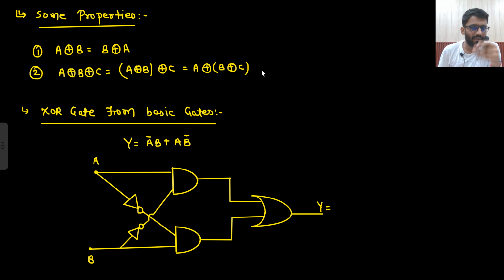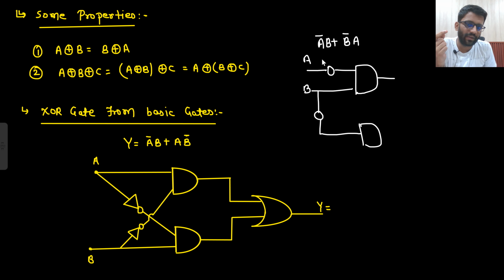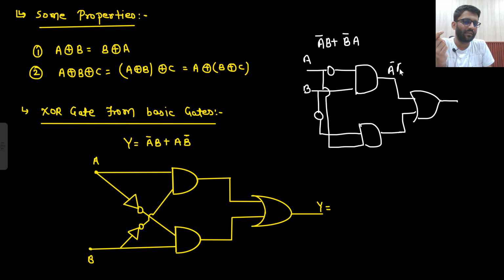What do you need to make? A bar into B plus A into B bar. So what is my target? A bar into B plus B bar into A. This is my A, this is my B. A bar into B. And what else do I need to make? B bar into A. So take the invert of that, B bar into A. Then this A comes directly. Both of them are added.